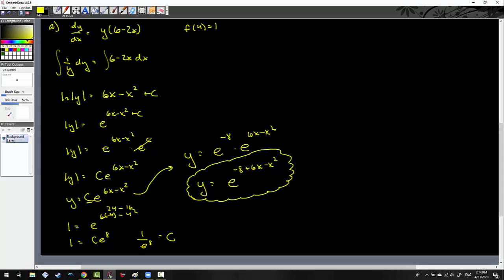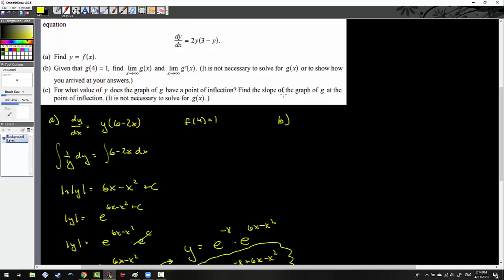Let's go move on to part B. All right, part B, it says, given that g of 4 equals 1, find the limit as x goes to infinity of g of x, and then the limit as x goes to infinity of g prime of x. And it says it's not necessary to solve for g or to show how you arrived at your answer, so basically we have to show no work.